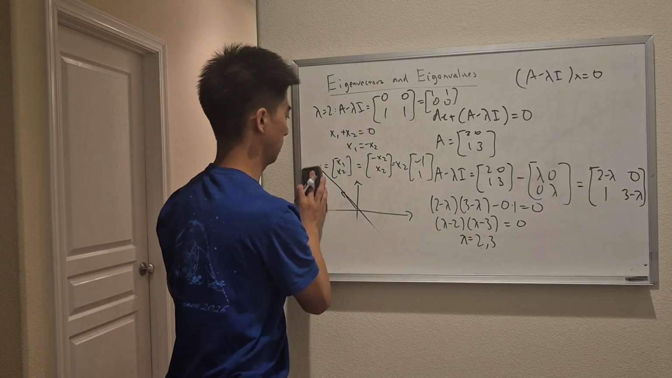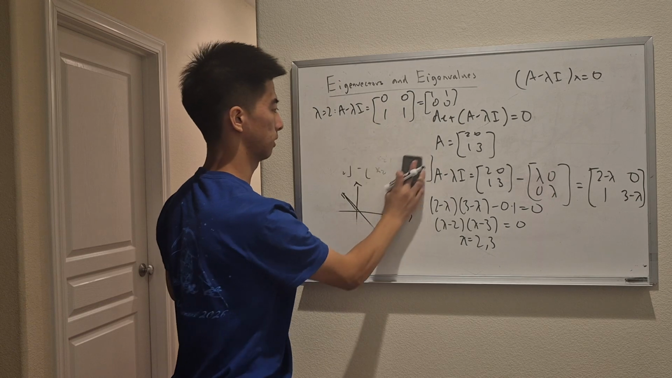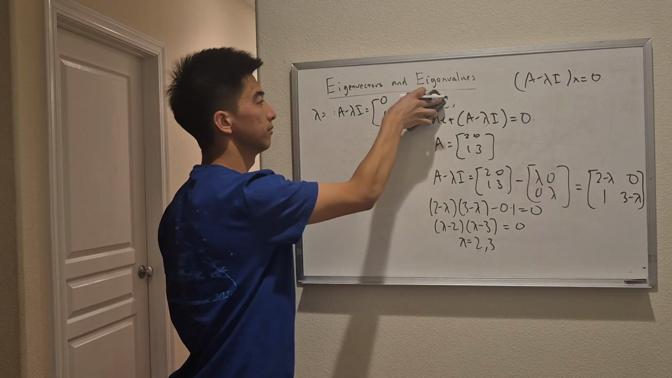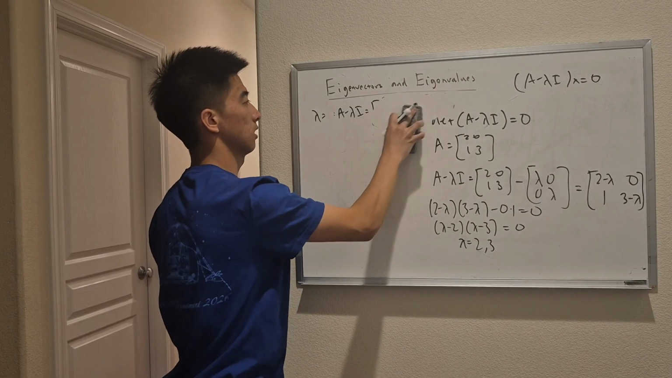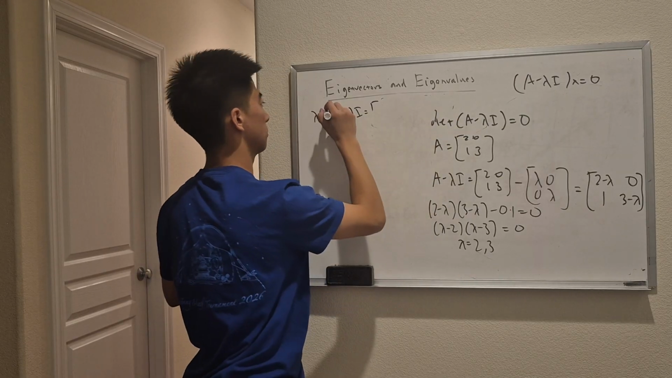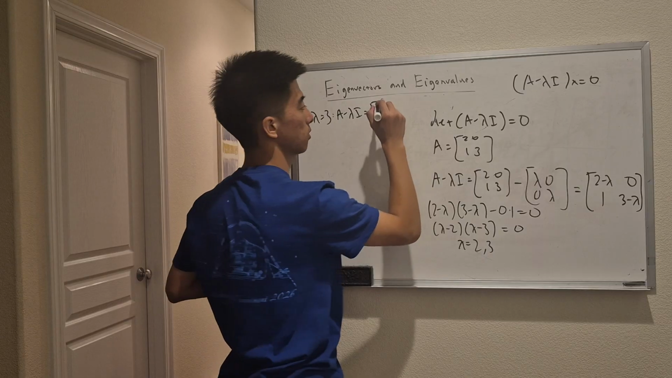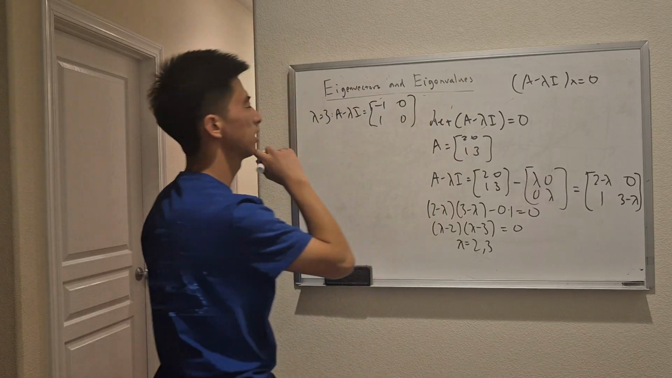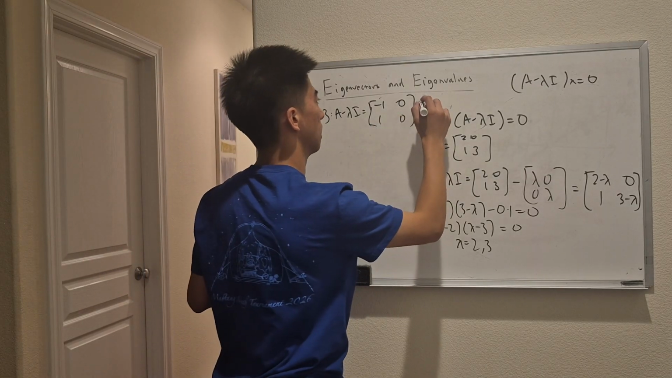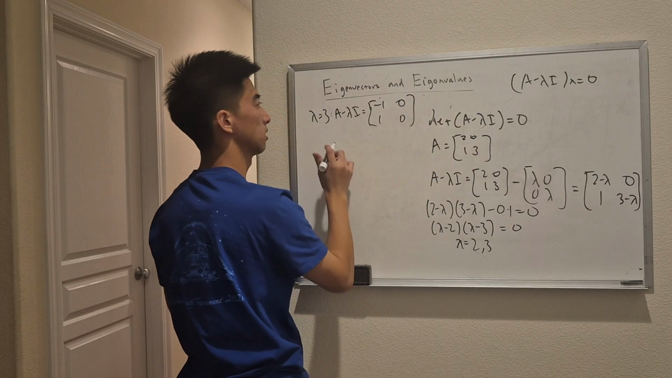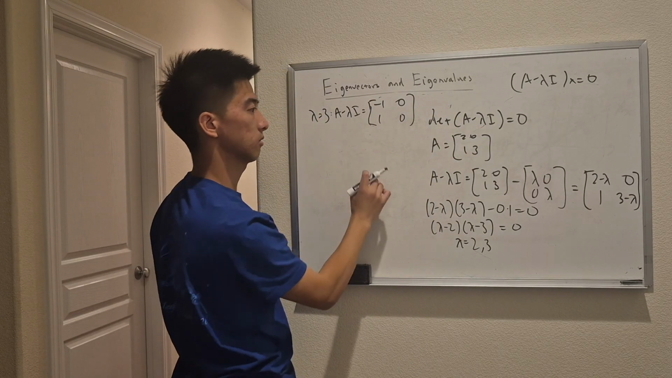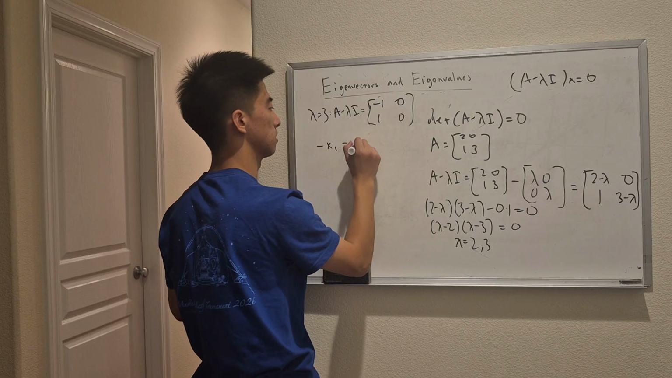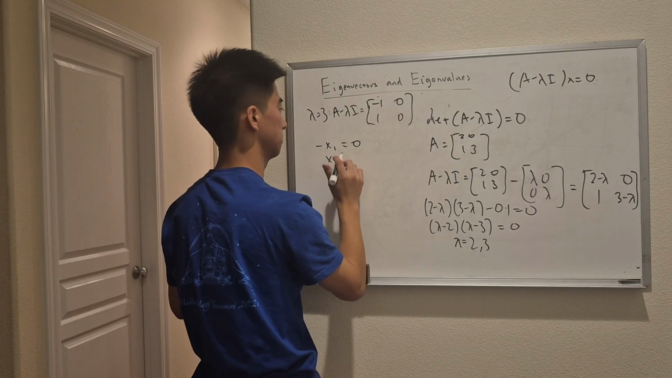Alright, and let us do the same, but for lambda equals 3, our other eigenvalue. So lambda equals 3. We have 2 minus 3 gives you negative 1, 0, 1. 3 minus lambda gives you 0. And so here, well, we have some equations. 2 minus 3, yes, okay. So negative x1 is equal to 0.